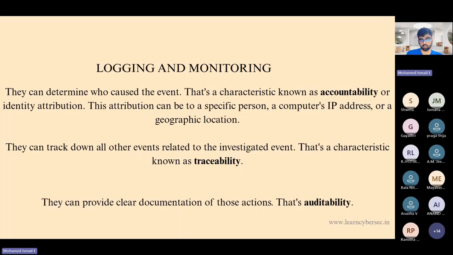All right, now come to the next section, logging and monitoring. Logging is one of the key controls companies would implement. So before we go to logging, probably let's take a 5 minute short break, then we'll connect.